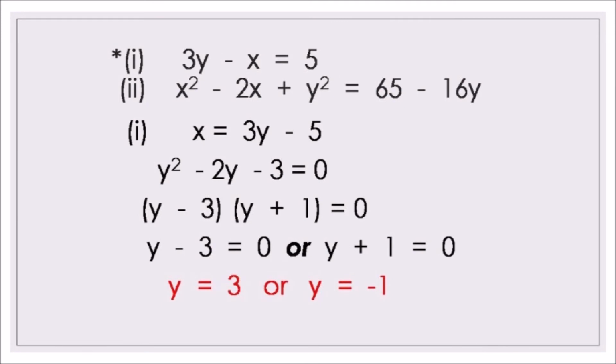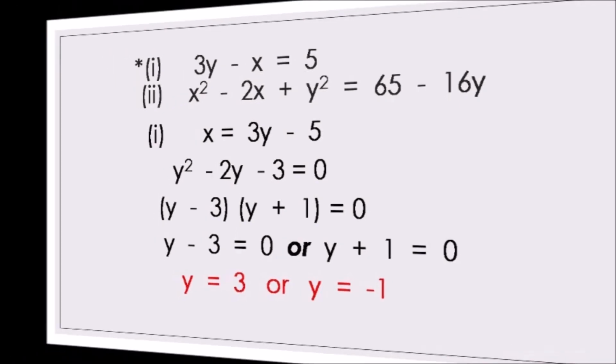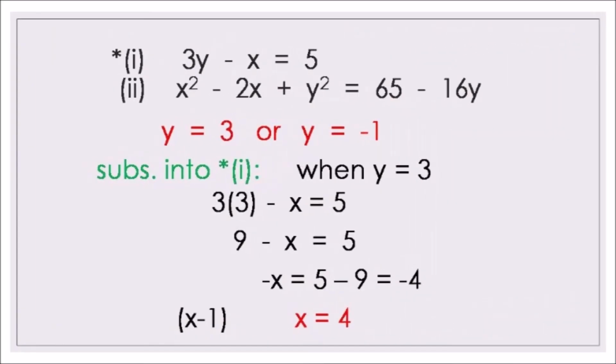So if y minus 3 is equal to 0, y is equal to 3, you take this back and you change the sign. Or y plus 1 is equal to 0, you move the 1 to the back and it becomes negative because you moved it across. So y is equal to negative 1. Once you get that, that's your answers for the y's. You need to substitute into equation 1 and you would get your values for x.